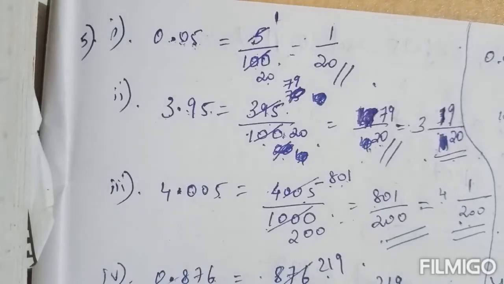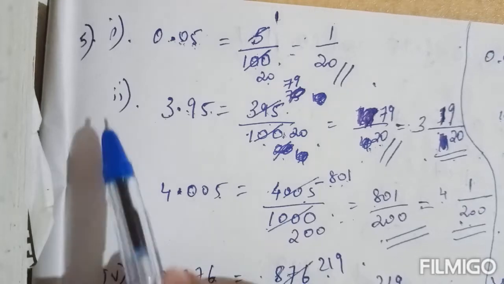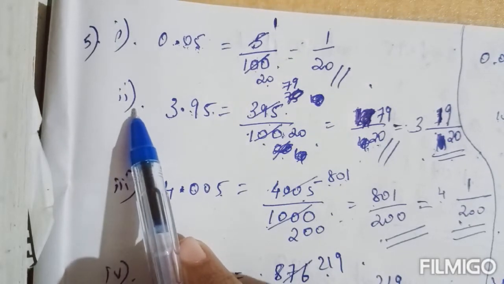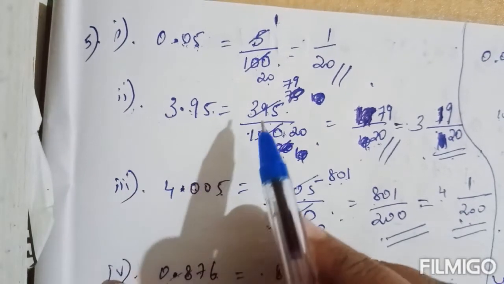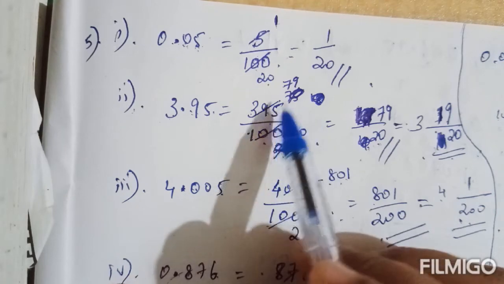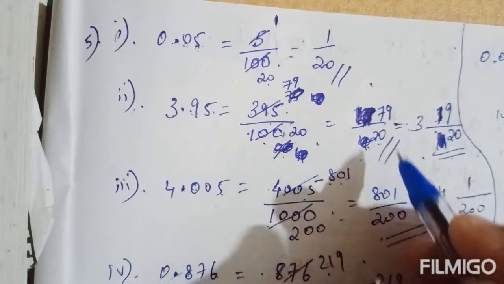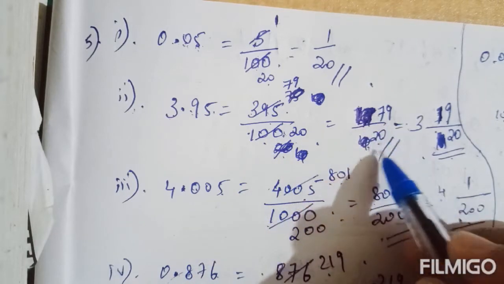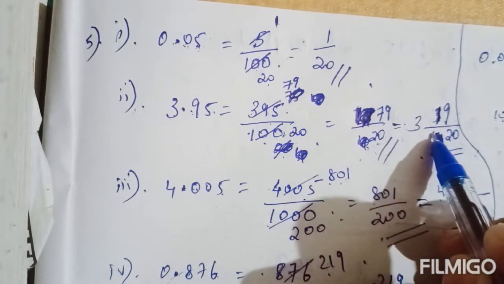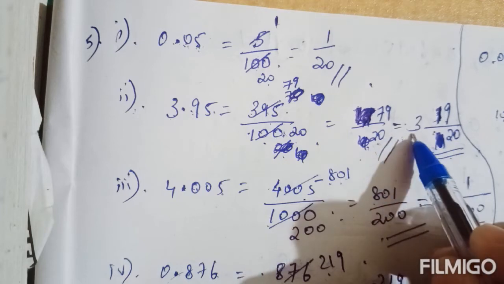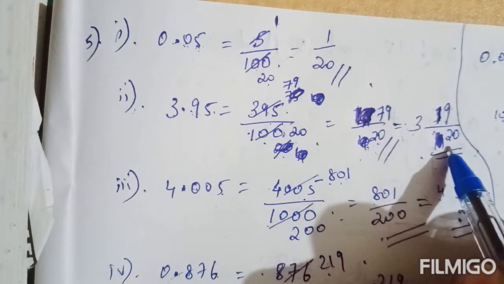So we have been discussing chapter 15, decimal fractions. Now exercise 15A, the fifth question, second one. There is a mistake. 395 by 100, you will get 79. On reducing you will get 79 by 20. 79 by 20, on converting to a mixed fraction, the answer will be 319 by 20. Okay, so do correct it.